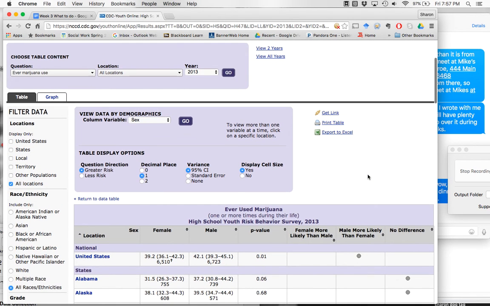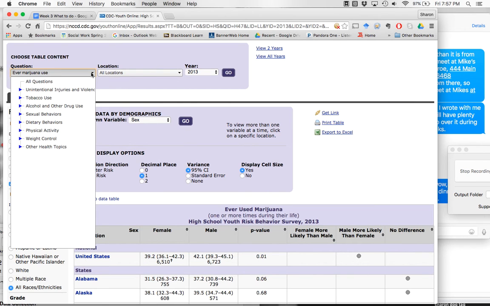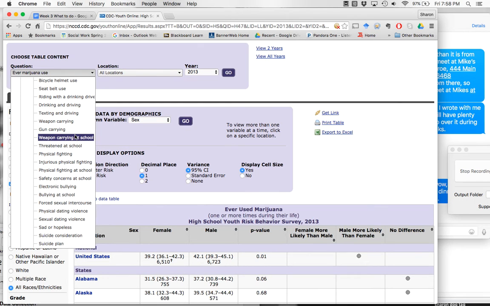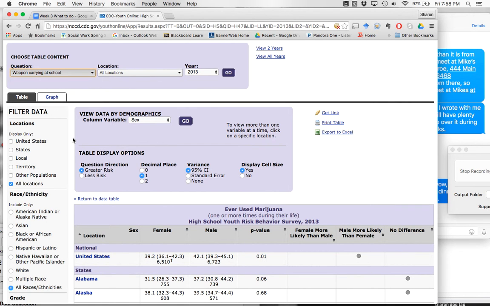Let's choose another one. Let's change our variable. So we go up to here where it says question. Let's look at intentional injuries and violence. And let's do drinking and driving. Now let's choose something that's not so age dependent. How about weapon carrying at school? Okay, and let's look at weapon carrying over time. So we're going to do all years. And let's see if it will do totals only for us.